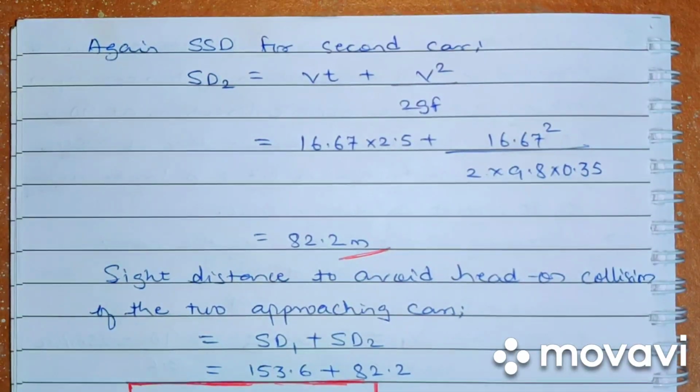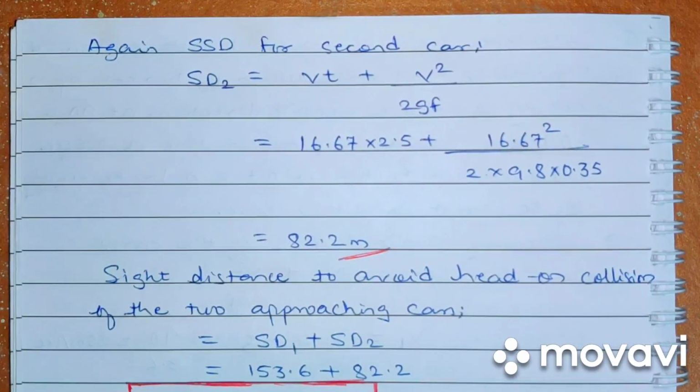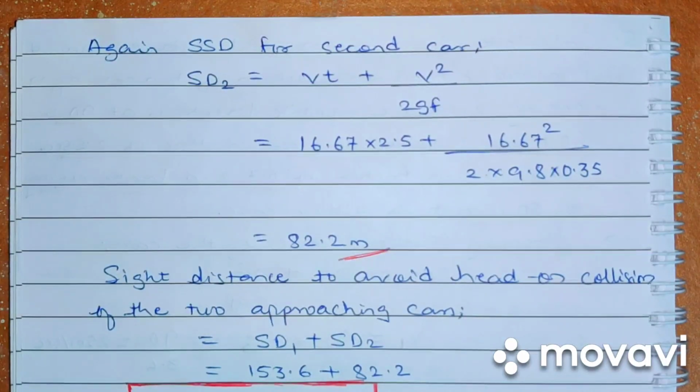Now for the second car, again using the formula Vt plus v square upon 2gf, substituting the values, V as 16.67, reaction time t 2.5, plus 16.67 square upon 2 into 9.8 multiplied by 0.35. So the stopping sight distance for car 2 is 82.2 meters.